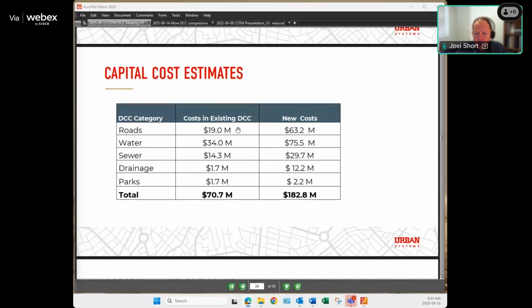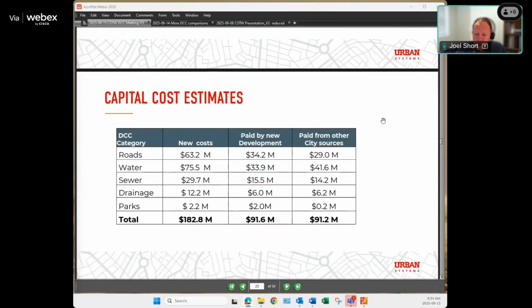So when you add up all the capital cost estimates, the costs in the existing DCC, you add up the roads, water, sewer, drainage, parks. The existing one was a little over 70 million. The new costs, when you add them all up, is about 182 million. So there's a significant increase in just the pure costs.